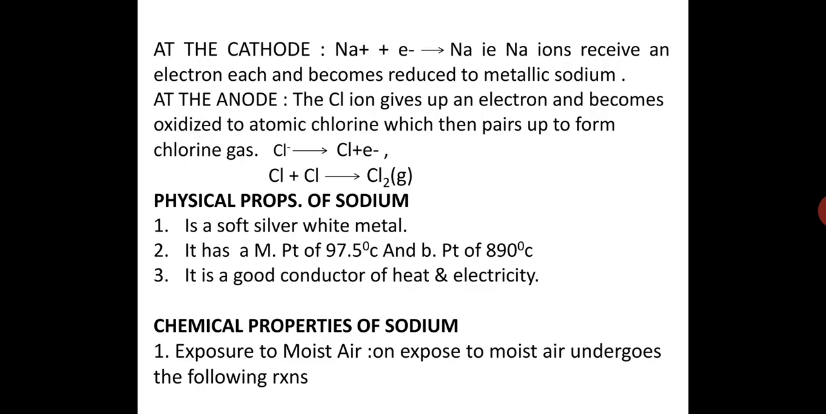Then we move over to the physical properties of sodium. The first physical property of sodium is that sodium is a soft silver white metal. Number 2, it has a melting point of 97.5 degrees centigrade and a boiling point of 890 degrees centigrade. Number 3, it is a good conductor of heat and electricity.